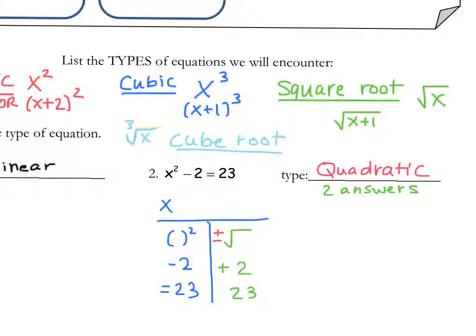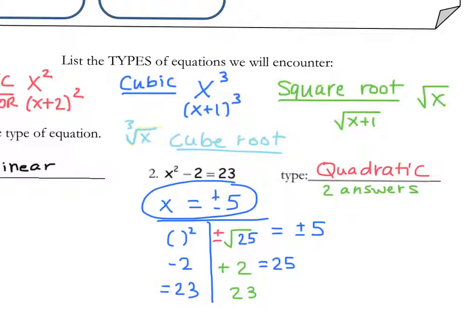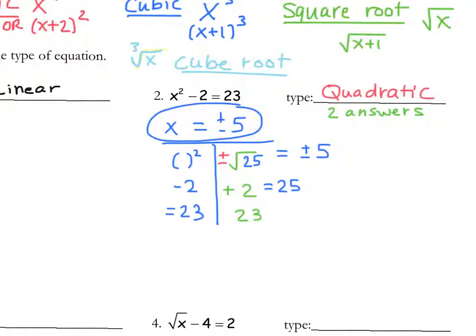So let's go through this. 23 plus 2, that's going to give me 25. So I'm going to square root 25, and I get the answer of plus or minus 5. So there's the plus or minus. If you're confused as to what plus or minus means, it just means that I have 2 answers, positive 5 and negative 5. But you can just write it as plus or minus. So that was an example of a quadratic equation.